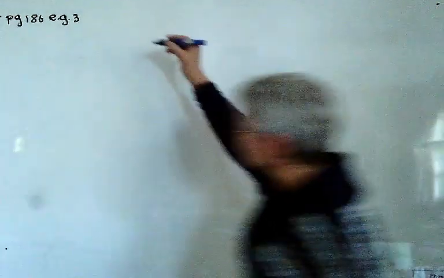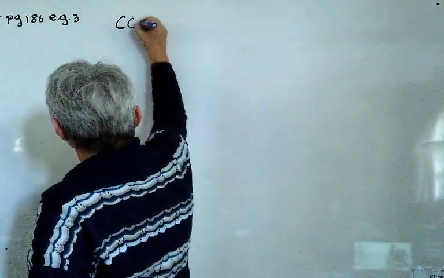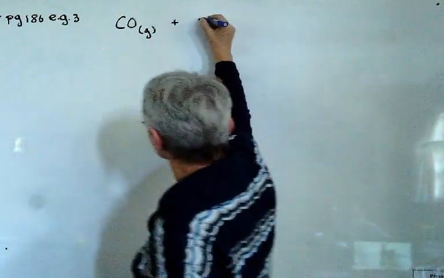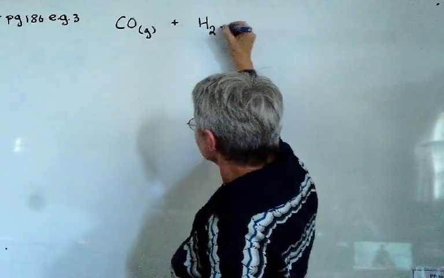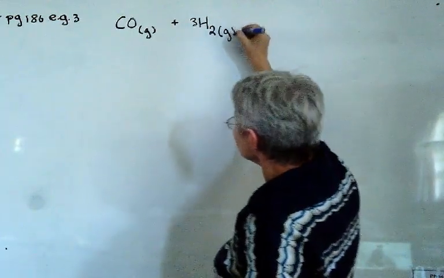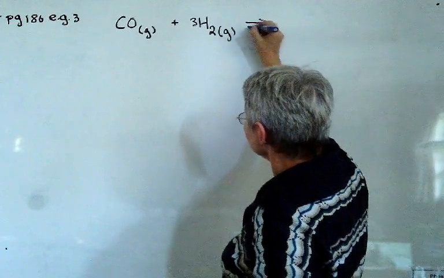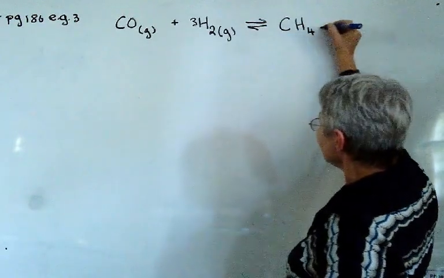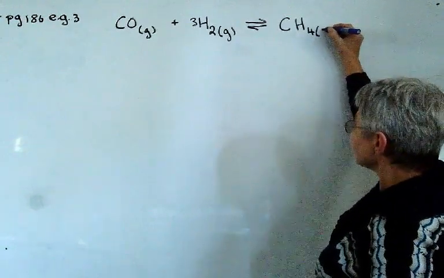So they say carbon monoxide and hydrogen react as follows, and it's a reversible reaction to form methane and water. It's carbon monoxide, which is a gas, and hydrogen, 3H2. Thank you for helping me. It's a reversible reaction and it forms methane, CH4, also called earth gas.